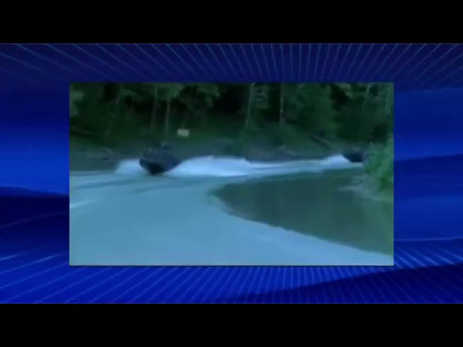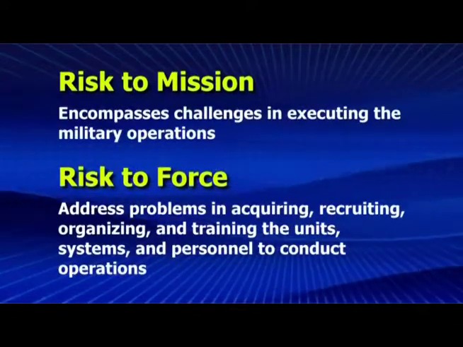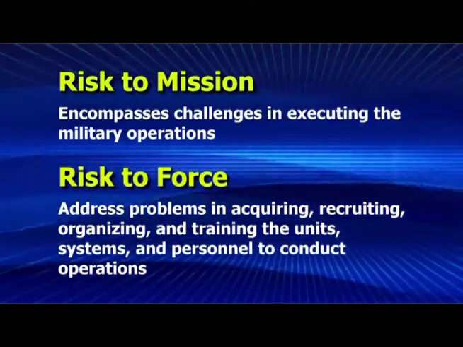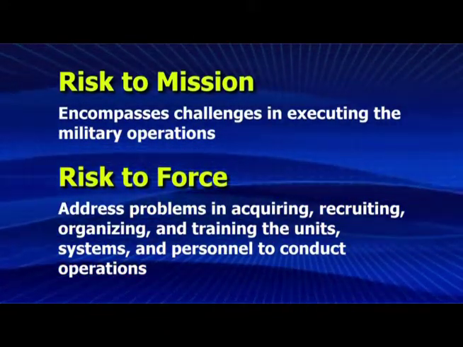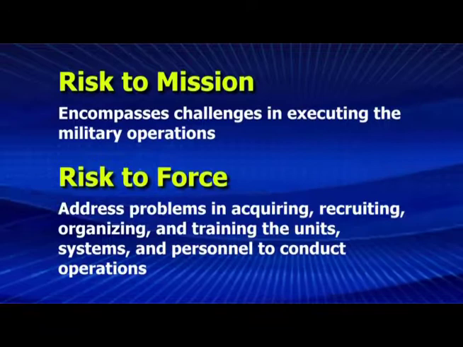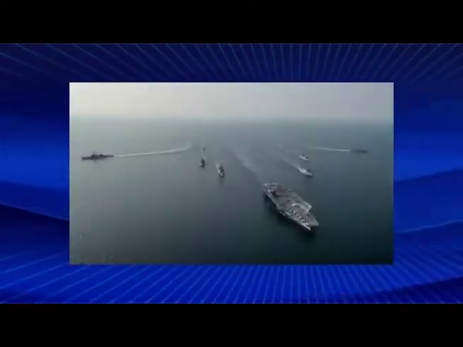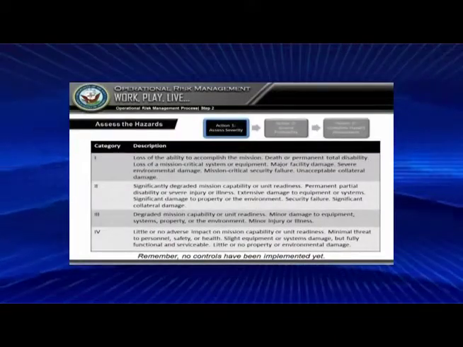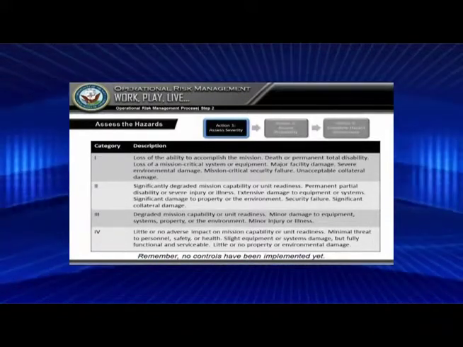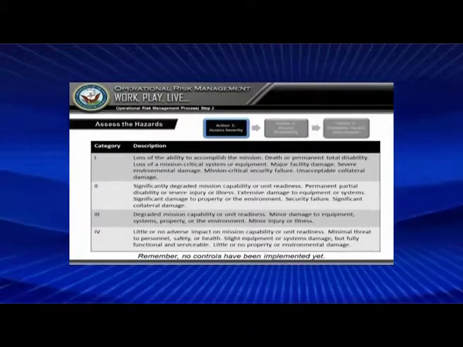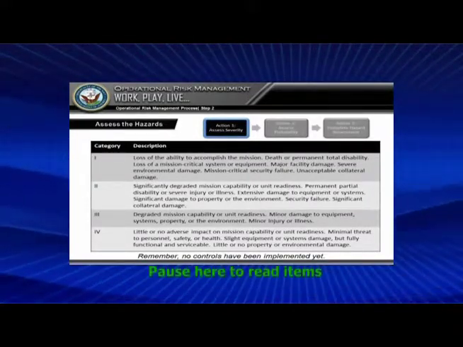We have it in the fleet. We look at on severity is risk to mission, risk to force. We are very good at identifying risk to force issues. We're not very good at looking at risk to mission. And that's something we need to improve upon, and hopefully after this class you'll understand why we are so concerned about mission and the impact to it. When we look at the categories, we break it down from categories 1, 2, 3, and 4. Remember, we have no controls that we've identified yet for implementation.